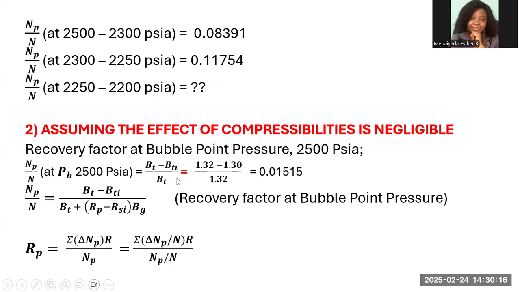You remember? Below the bubble point pressure, that is every other pressure below bubble point pressure, Rp is not equal to Rsi. And that is why you have this. And remember, your Rp, you have to estimate it. Your R average, remember? So you slot this into your Rp, and then you estimate your Np over N below the bubble point pressure.